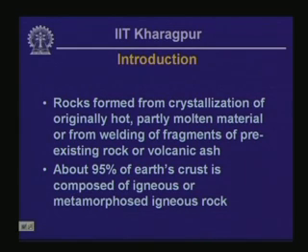Now, these are the objectives of this particular lesson, and the first thing that comes to mind is what is meant by igneous rock. Igneous rock is essentially formed from the crystallization of originally hot, partially molten rock forming material. That is one of the processes. The second thing that gives rise to igneous rock is the heat welding of pre-existing rock fragments that are ejected because of volcanic activity. And these are the chief formation processes of igneous rocks.